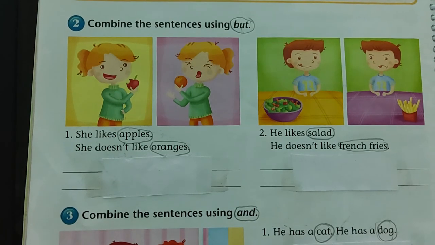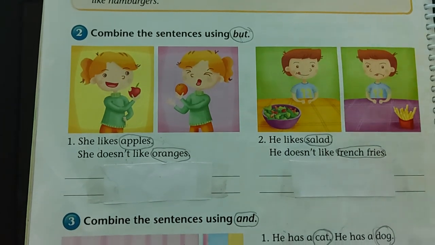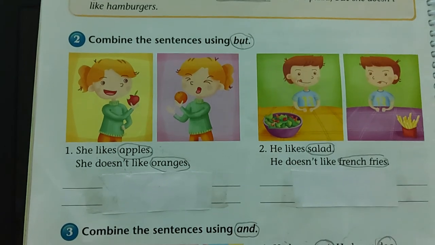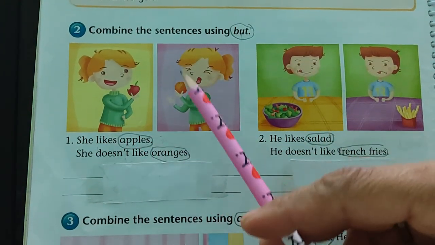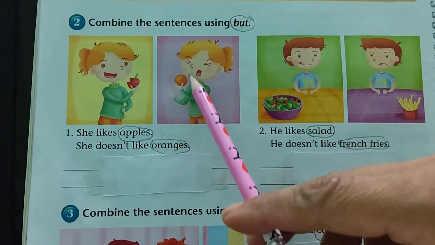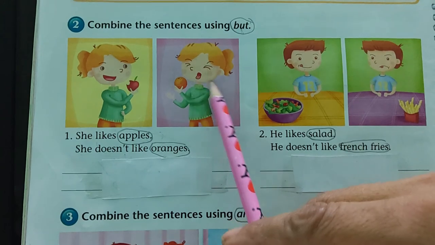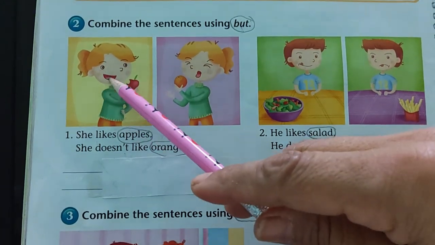Okay? So we are going to make some exercises so you can understand more about connectors. Well, here we have the first exercise using but. Okay, so we have two pictures of the same girl. Here she's eating an apple and she's not eating an apple. Why? Look at her face. Because she doesn't like oranges. She likes apples. Look at her happy face.